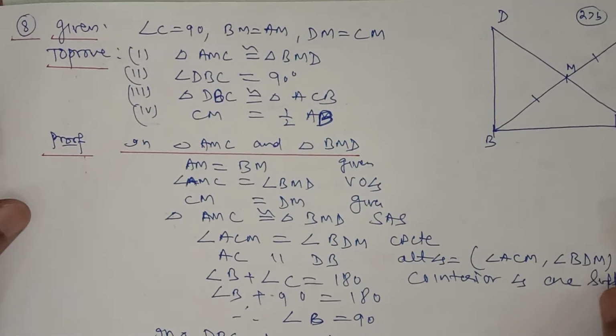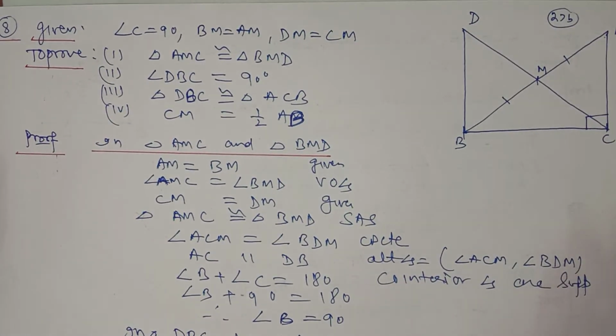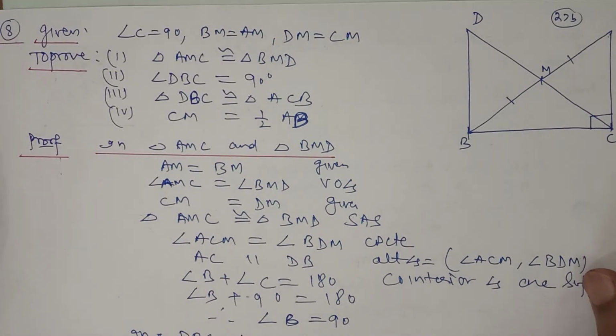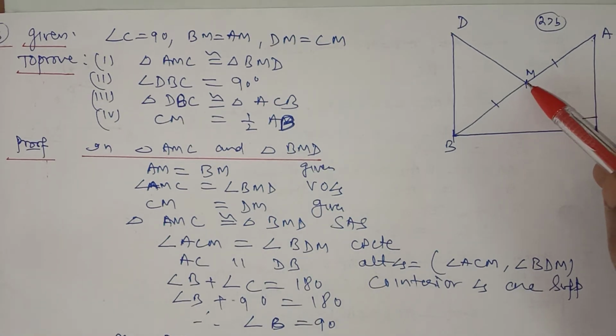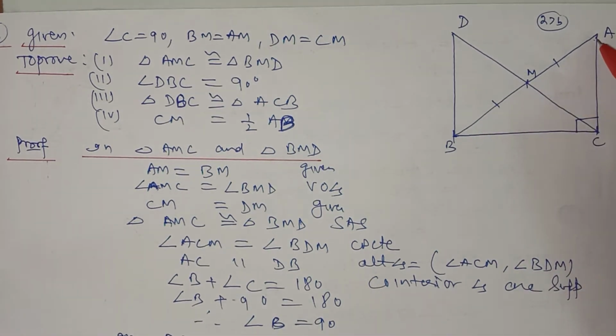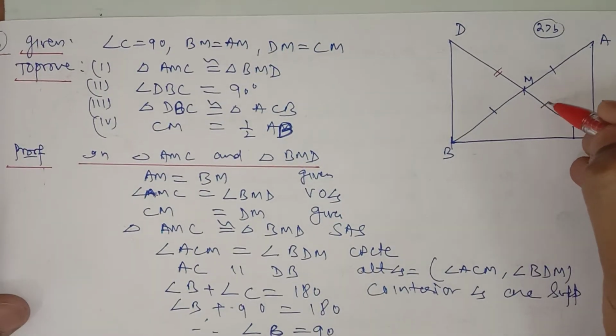Now question number 8, it's somewhat lengthy, so you have to be very careful. Now it is given that, see the figure very carefully and read the question very carefully. There is a figure in which this angle C is 90 degrees, and M is the midpoint of AB. M is the midpoint of AB, and M is also the midpoint of CD. It is given.